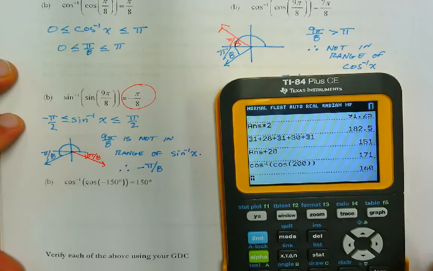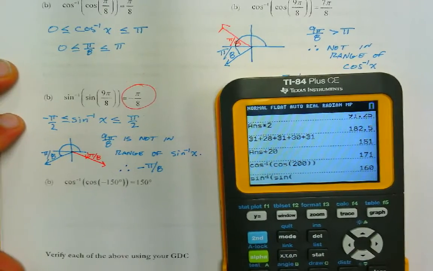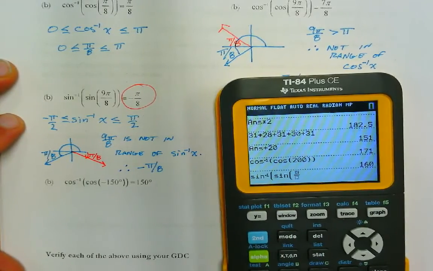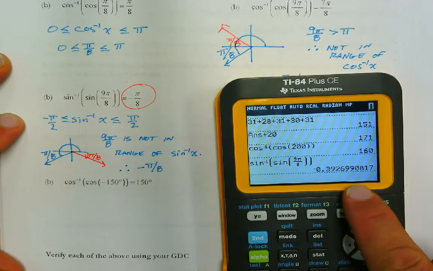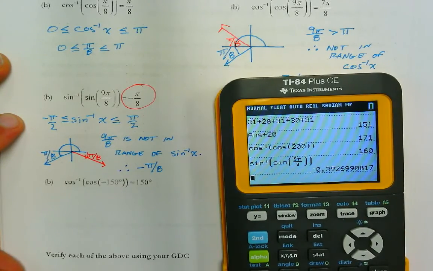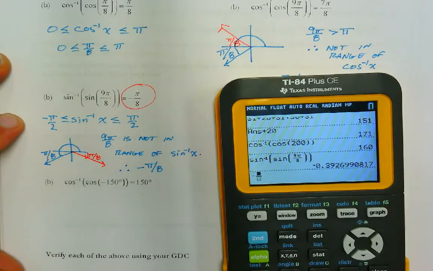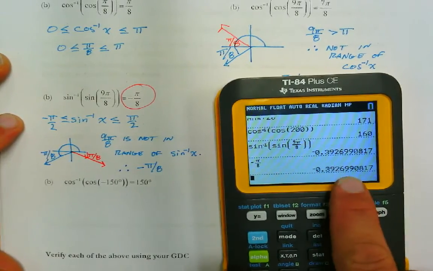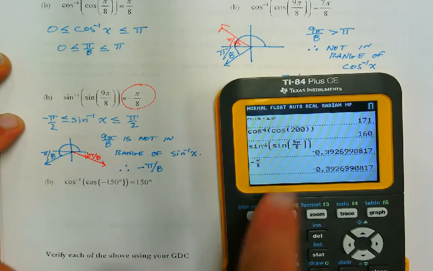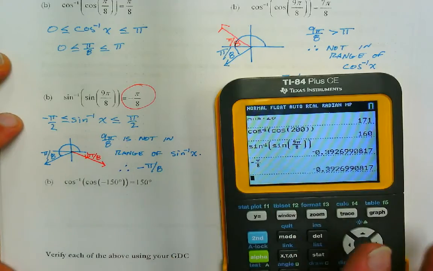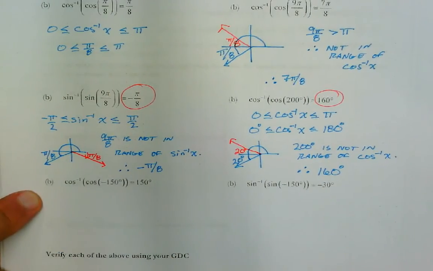I'm going to use second sine for the inverse sine of the sine of alpha y equals 9 pi over 8. I'll press enter, and notice I get this negative 0.39. If I say negative alpha y equals pi over 8, notice that I get that same value. So that's what we mean by verify each using your calculator. Go ahead, verify them with your calculator, and attempt those last couple.